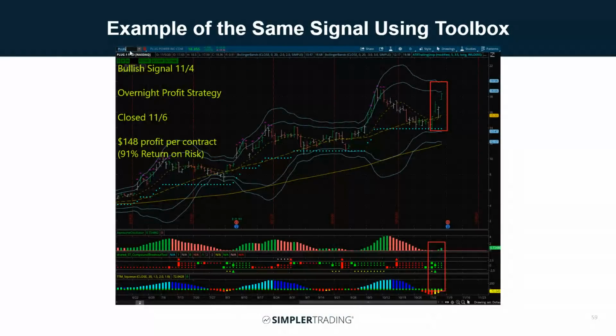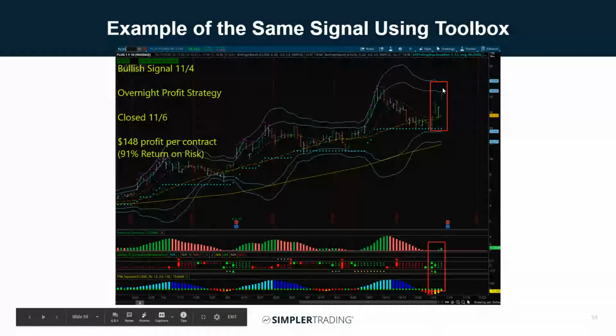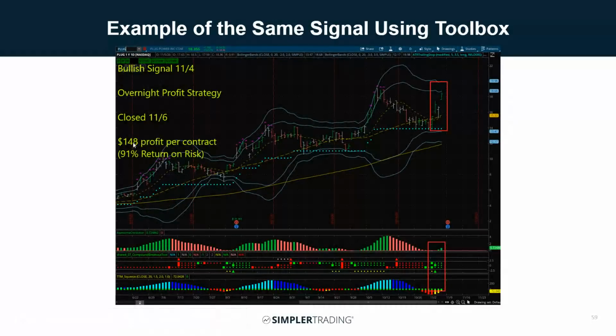So here was another one. This one I actually alerted to the room. I opened it as 2 contracts in my account. One of the contracts I profit recycled. The second contract I just did the overnight profit strategy with. On this one, I actually held it for 2 days just because I wanted to continue to see the run up. Everything was still valid and bullish, so I held it an extra night.